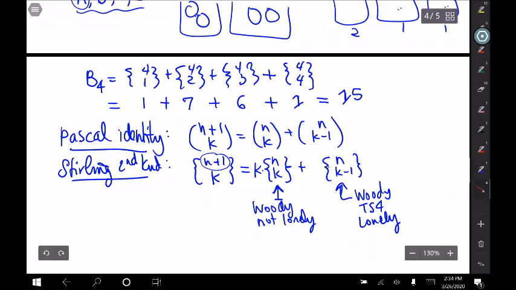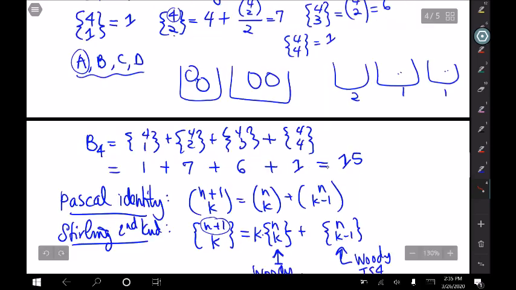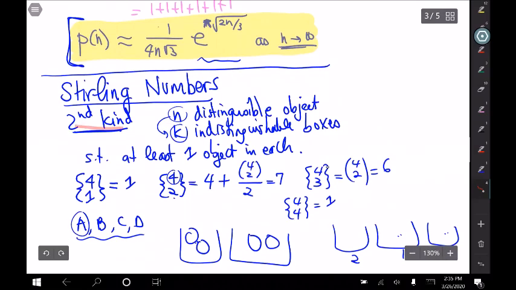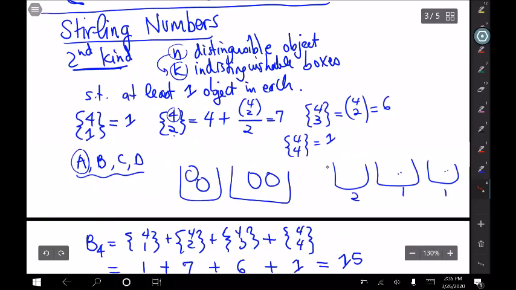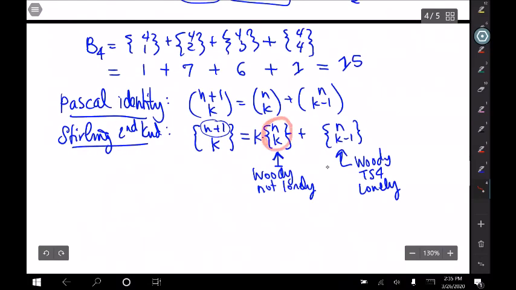Okay, so this case was easy. First, put Woody into one of the boxes, and because Woody will be lonely in that box, there are n other objects left, but only k-1 other boxes. If Woody is lonely, put Woody first. If Woody is not lonely, then first put the other objects into the k boxes. Now Woody doesn't matter, right? Woody doesn't create a constraint because all the boxes are already full. Remember, that was very important. For the Stirling numbers of the second kind, all the boxes should have at least one object, and we already satisfied that constraint over here.